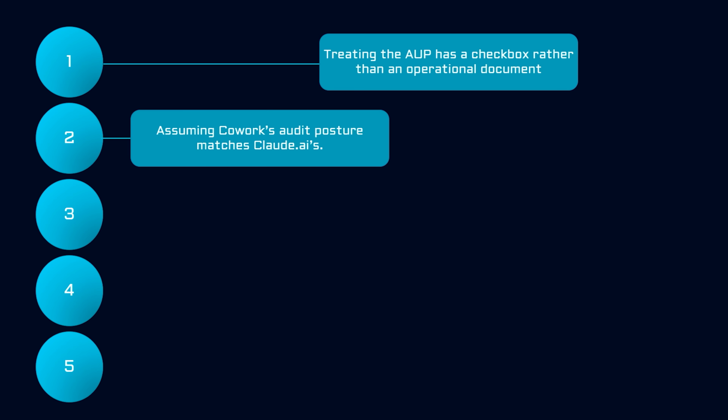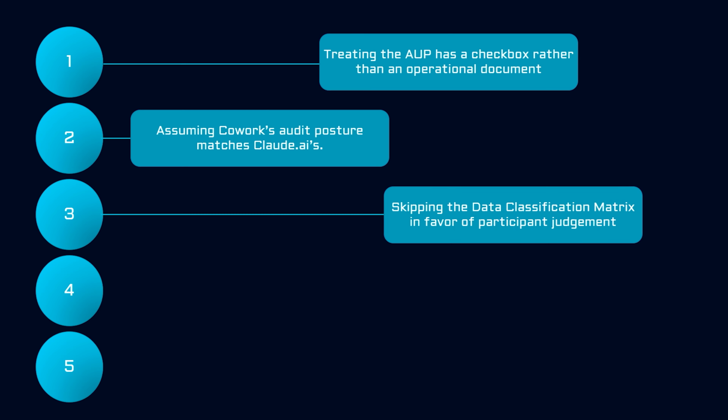Assuming Cowork's audit posture matches Claude.ai's. The compliance reality check is a real operational difference. Pilots that bring regulated workloads into Cowork on the assumption that Anthropic's standard audit coverage applies generate exposure they cannot document. Skipping the data classification matrix in favor of participant judgment.